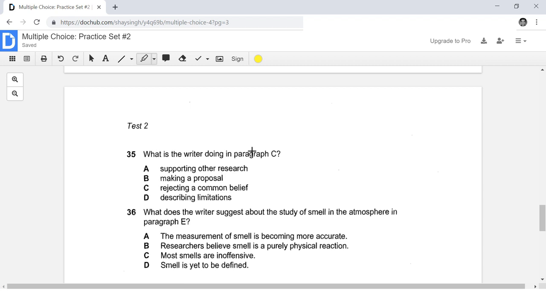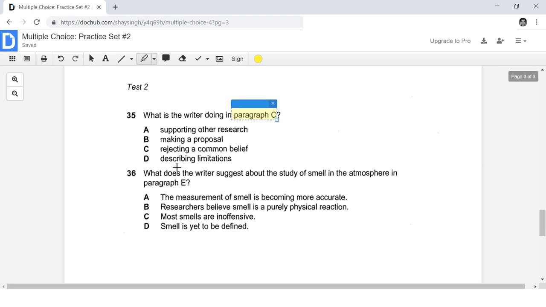Number 35, all right, here we also have it laid out. It tells us we have to look in paragraph C. The question asks, what is the writer doing in this paragraph? And then finally, 36, again, it says paragraph E, tells us where to look for it. Study of smell, atmosphere, and that's about it. So those are going to be our keywords for these questions.